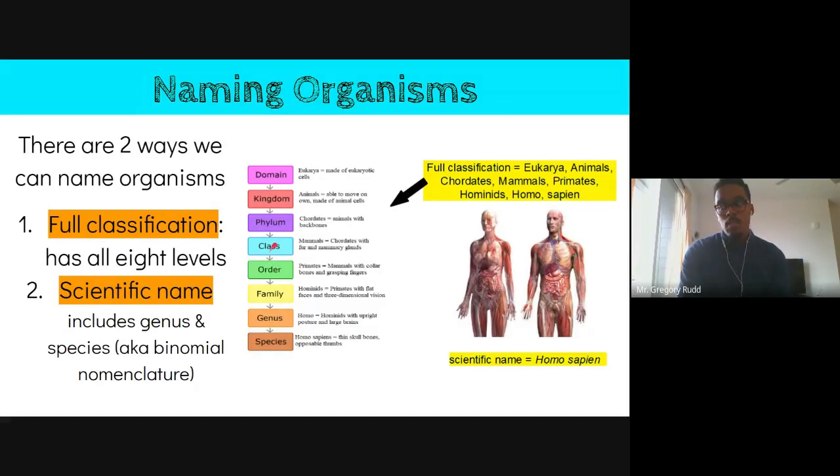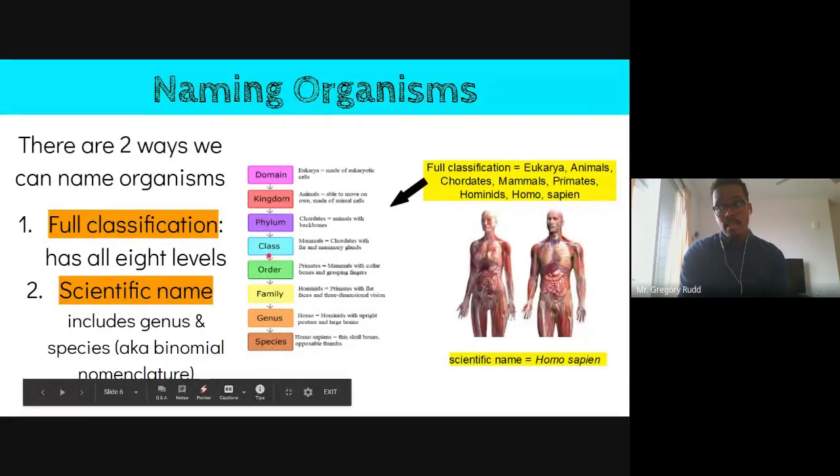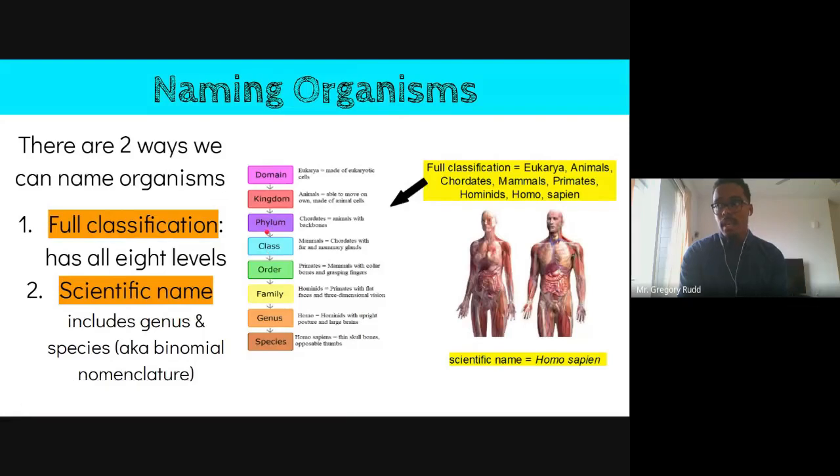Okay, so just because two organisms are in the same class doesn't mean they're in the same order or in the same family or in the same genus or the same species. But if they're in the same class, then they have to be in the same phylum, kingdom, and domain. I'm thinking if two organisms are in the same family, they have to be in the same order, class, phylum, kingdom, and domain. We've got to think about this as kind of larger umbrellas.